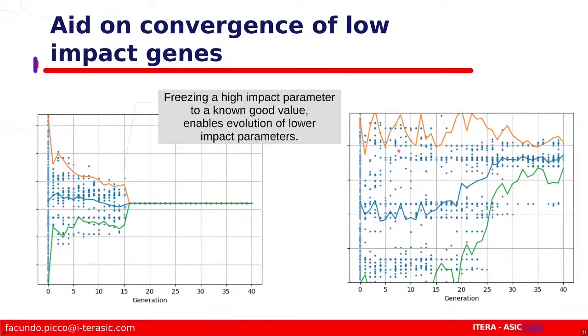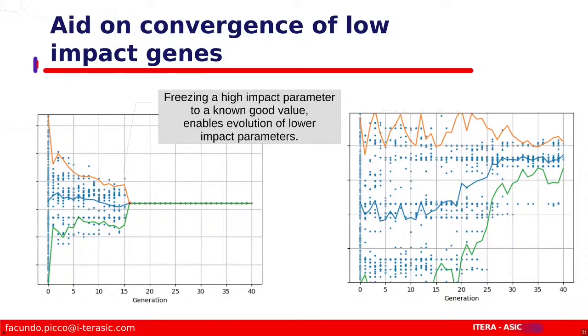Because basically the impact on the performance of the value of this gene was not really influenced by the value of this gene itself, but by which value of this gene it was combined with in an individual. So until we froze this one, we could not make this one converge. Of course, this has a risk, because we are manually freezing the high impact parameter. So if we make a wrong decision there, that has a big impact on the performance of the system.